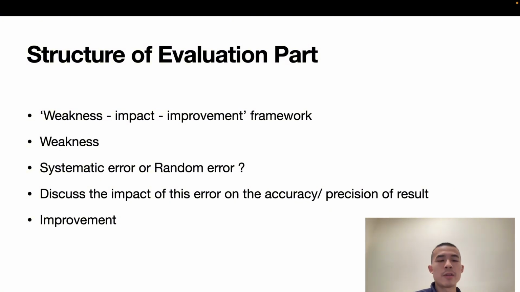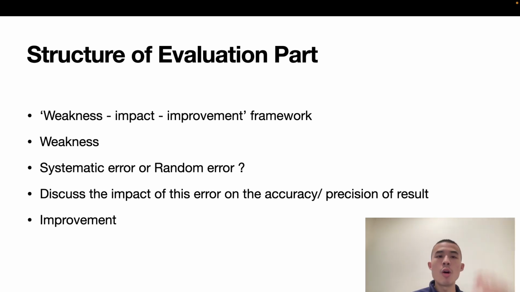After you state what the weakness or limitation is, you want to discuss whether there is a systematic error or a random error. If it's a systematic error, remember it has a direction. It's either consistently higher than expected or consistently lower than expected. In this case, you want to discuss the impact of this error on the accuracy of the result. If it's a random error, then you want to discuss the impact on the precision of the result. And then you provide a realistic improvement.